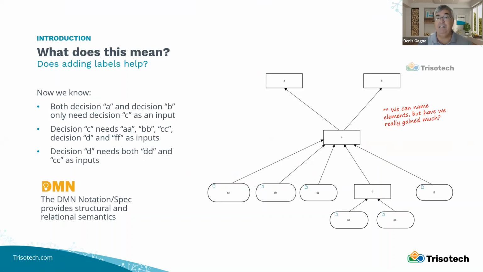Now, what if I start adding labels to this diagram? So now I can read this a little bit more intelligently. I know that to make decision A and decision B, I need as an input the result of decision C. And to make decision C, I need as inputs A, B, and C, and the result of decision D, etc. So I can now talk a little bit more eloquently, rather than say this box and that box by pointing at it. I can name the decision, I can name the input, and it will guide me a little bit further. But the question is, have we really gained much more from an interpretation of this decision model?